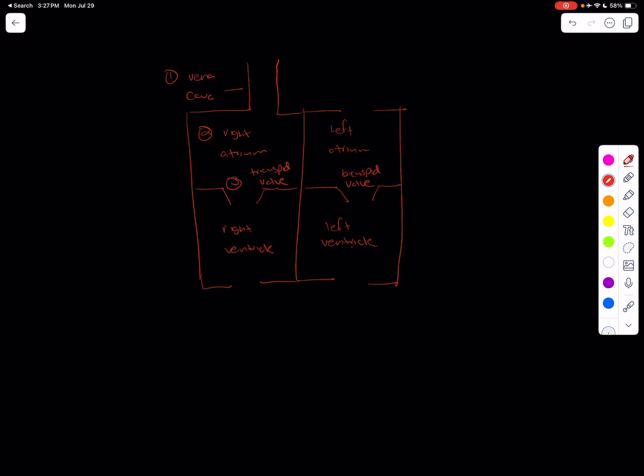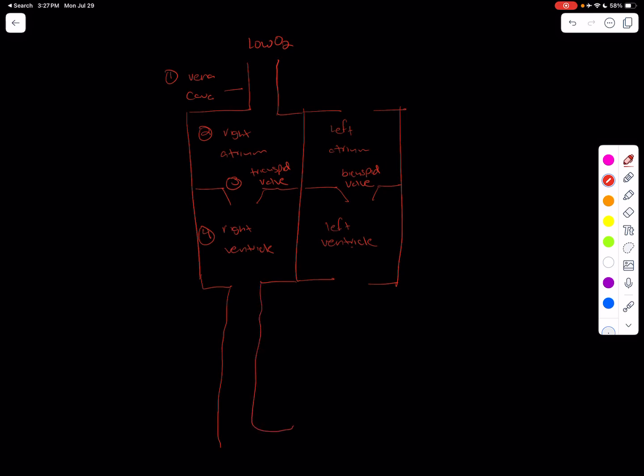Okay, and then once we go through the tricuspid valve, we're in the right ventricle. And remember that at this point, blood has low oxygen. Okay, so I'm just going to put low oxygen in here. So it's low oxygen, low O2. Okay, now that blood continues to have low oxygen as it leaves.